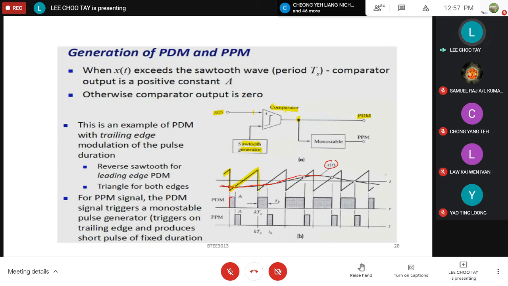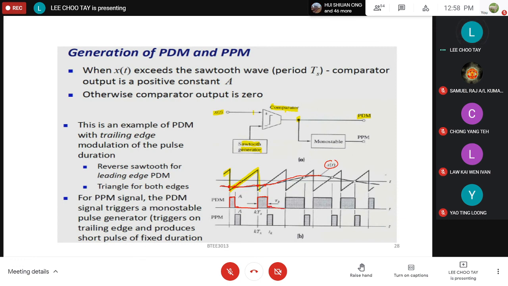As long as the XT amplitude is more than the amplitude of the sawtooth, you have a constant positive output until this point, where the XT amplitude is less than the sawtooth amplitude, which is now bigger already. Then the output becomes 0. It stays at 0 until the next time the XT amplitude is more than the sawtooth again. Then there will be a positive output from the comparator, and it stays positive until your XT becomes less than the sawtooth.